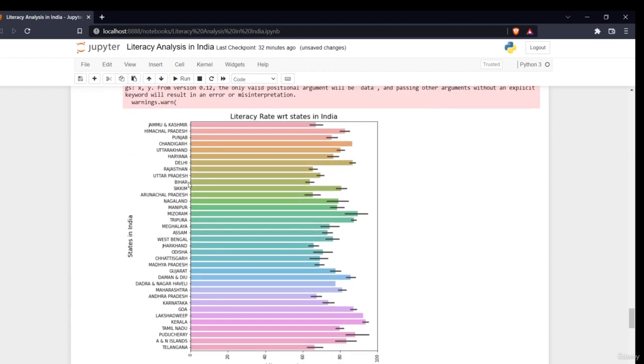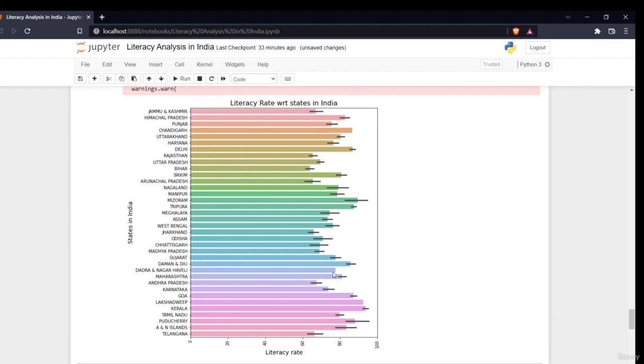As you can see, the literacy rate is very, very good. None of the states has a literacy rate less than 60. If we take an average, most of the states are around 80 plus, which means the literacy rate from 2011 has increased to around 80%.